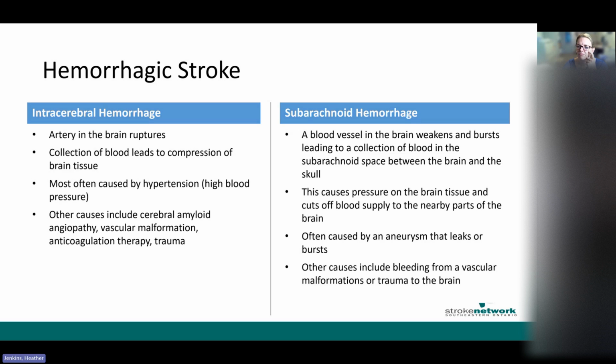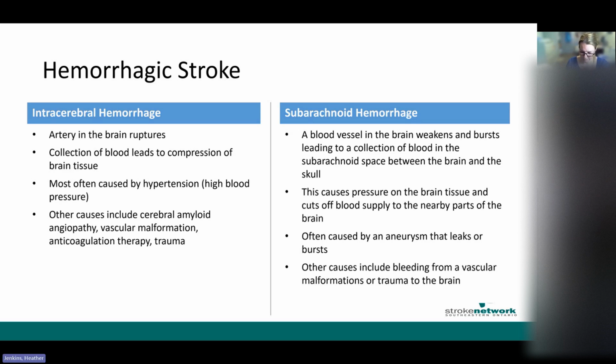Unfortunately, intracerebral hemorrhages have a higher mortality rate than ischemic strokes. The mortality rate can be as high as 50%, so 10 to 50% depending on size, location of the bleed. And they do tend to have slower recovery as well, though sometimes can have quite good recovery, again, depending on the size.